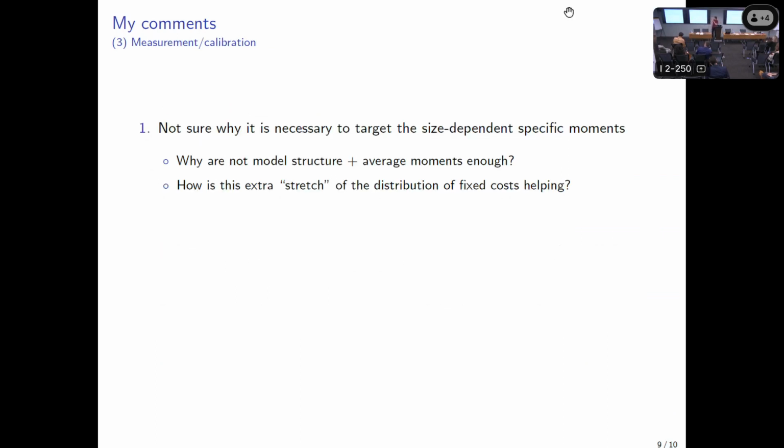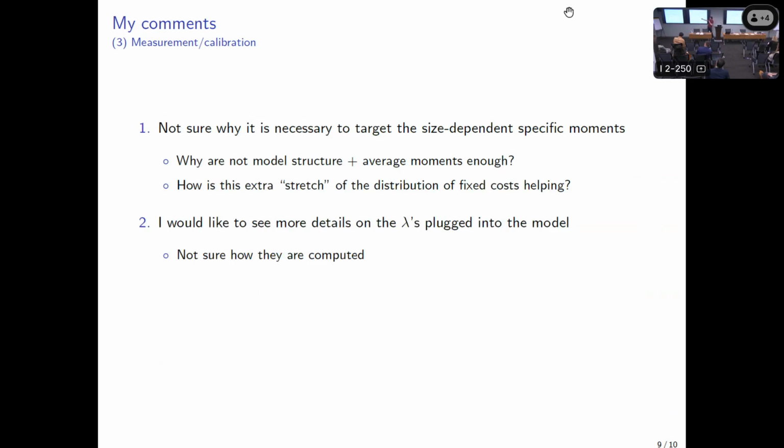Then I have a bunch of more minor comments. I'm not sure why it is necessary to target the size-dependent specific moments. So pretty much, you are explicitly targeting the size pattern. My prior would have been that once you target the average use of NAFTA, the structure of your model will already give you a hump shape like the one you have. So it would be nice to know exactly this extra stretch you are imposing by targeting that explicitly, where it is coming from in terms of the distribution of fixed costs, or whether you need it at all.